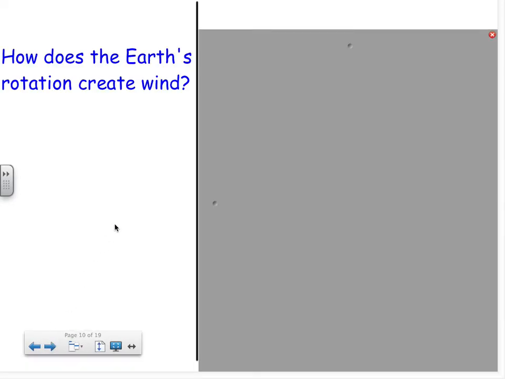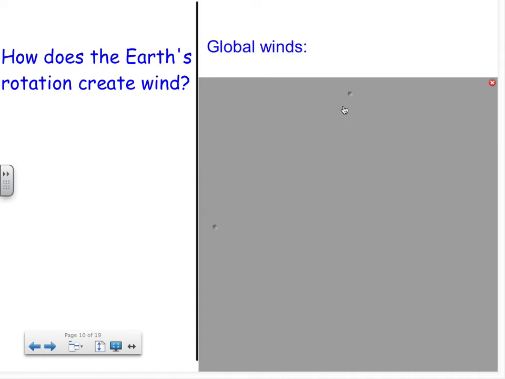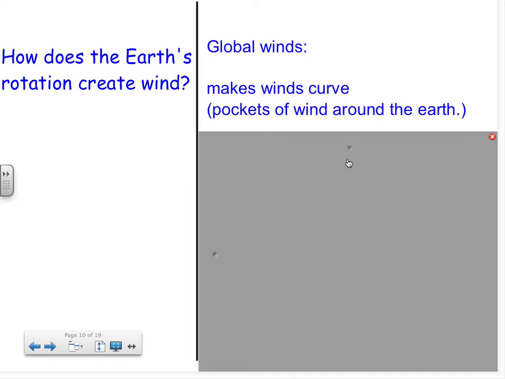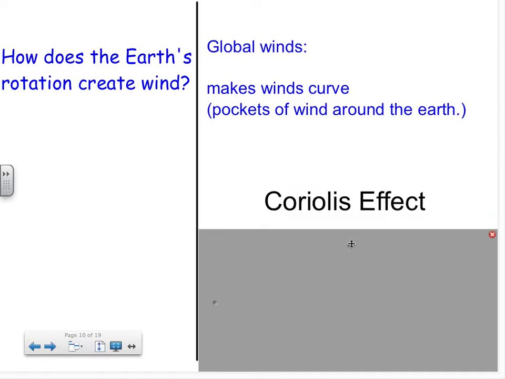The next one is, how does Earth's rotation create wind? We discussed already sun. Now we need to talk about the rotation. How does the rotation create the wind? This causes global winds. Now this is different, okay? It actually makes the wind curve, creating pockets of wind around the Earth. Now that might be a little weird to imagine, okay? So let's just go ahead and write this down, that the Earth's rotation creates wind. It creates global winds by making the wind curve. Now, this is also known as the Coriolis Effect.